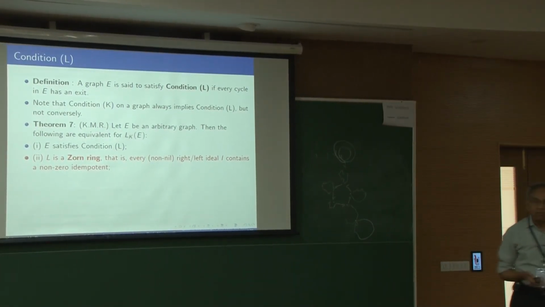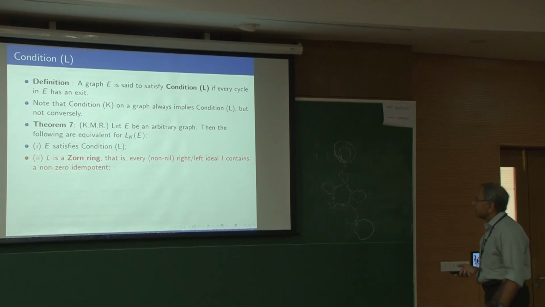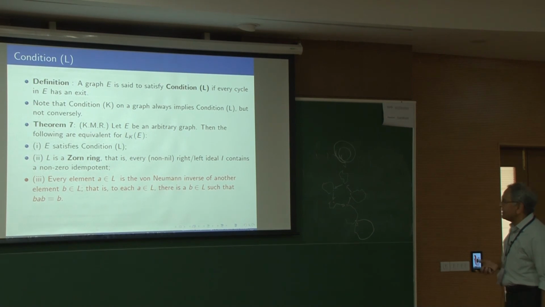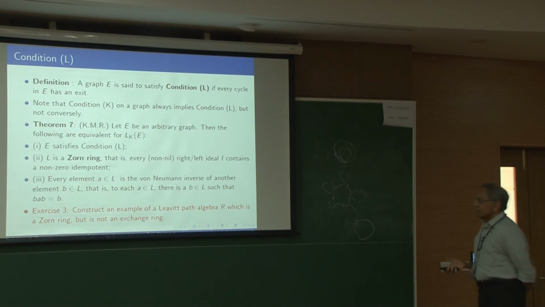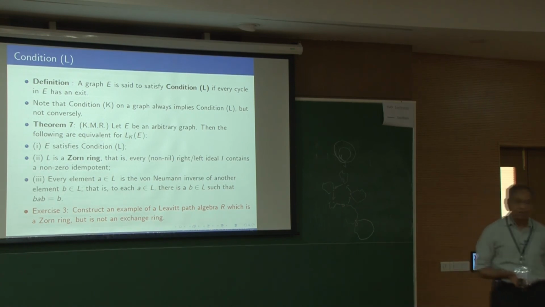And again, you can easily describe a graph satisfying condition L if and only if the algebra is sometimes called a Zorn ring, sometimes called an I-ring, with the property that every non-nil right ideal or left ideal contains a non-zero idempotent. There's also an interesting property, namely, given any element A, it is the von Neumann inverse of another element. In other words, given any element A, there is an element B so that BAB equals B here. Again, this generates some idempotency. Just a little exercise: construct an example of a path algebra which is a Zorn ring, which is not an exchange ring. Very easy exercise. You can give it a try.